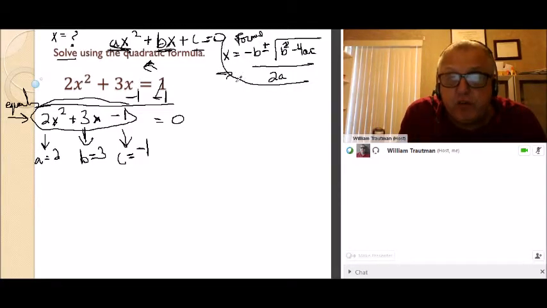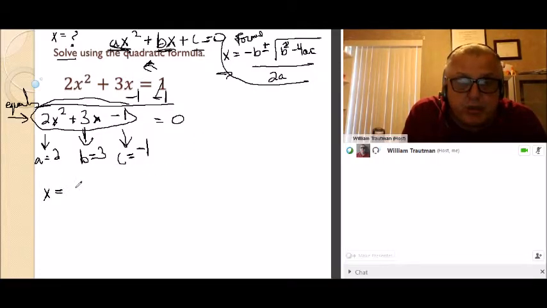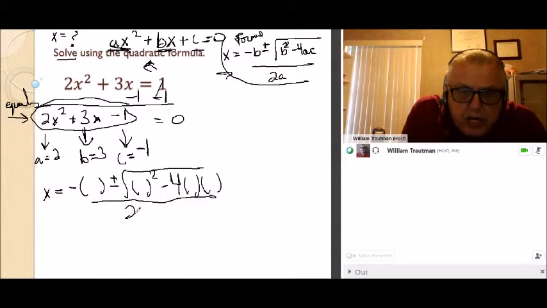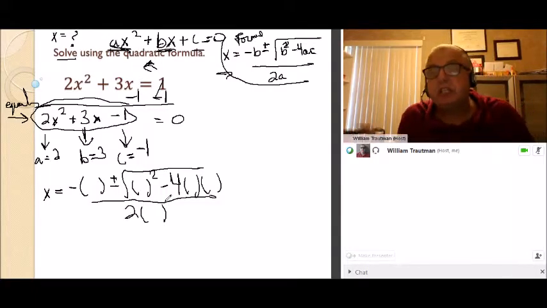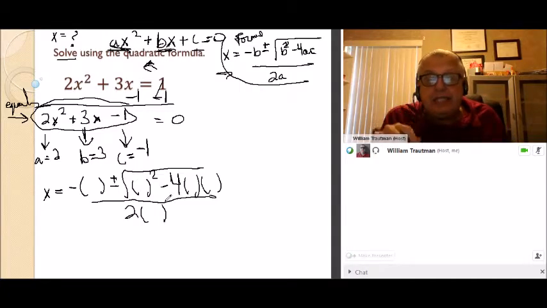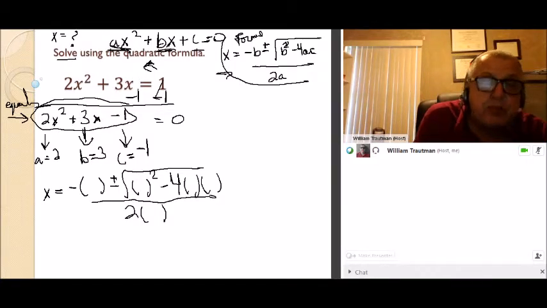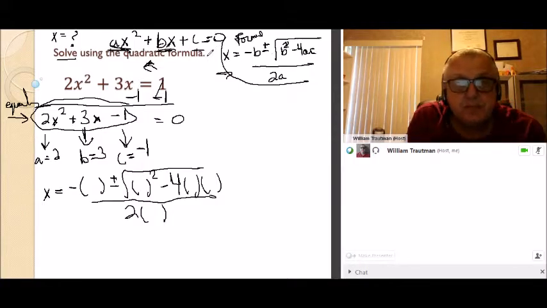We're just going to plug it into the formula now. So let me write down the formula again: x equals, but I'm going to use parentheses, negative b plus or minus the square root of b squared minus 4 times a times c, all divided by 2a. Some of you are saying, I don't need to put the parentheses, I can just put numbers in there. Use the parentheses. Oftentimes, people who do not use the parentheses end up getting signs incorrect.